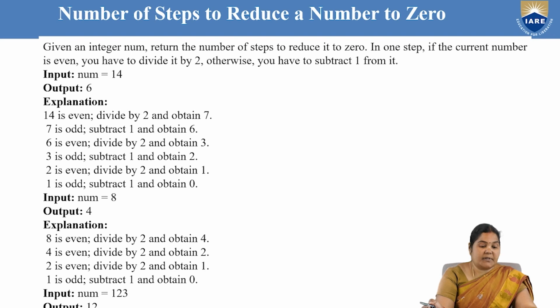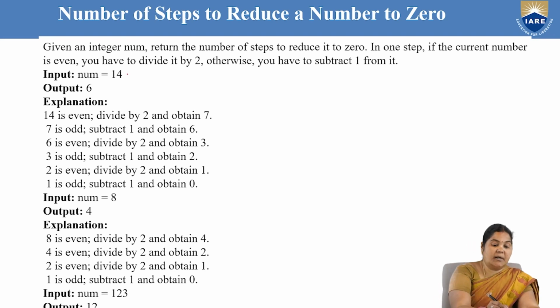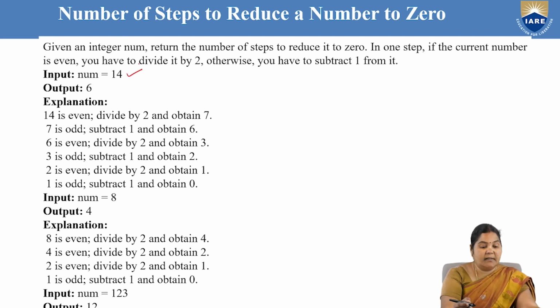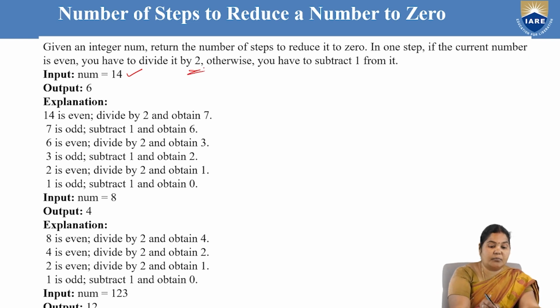Okay. Now, suppose your input number is 14. Then the output you are expecting is 6. How will we get 6? So, what is given in the question? If the number is even, then you have to divide by 2. My 14 is an even number, so you have to divide by 2. So, 14 by 2, you are getting 7.